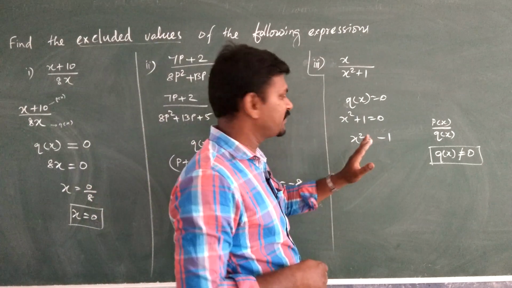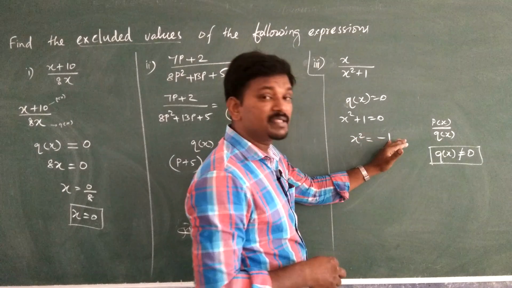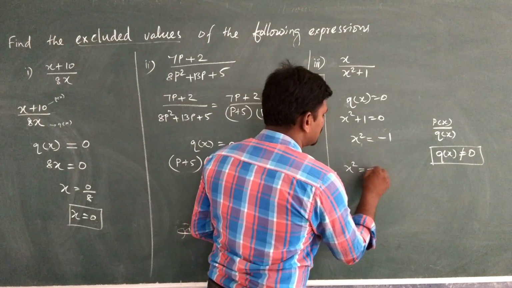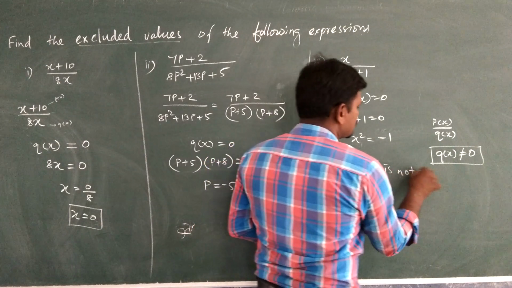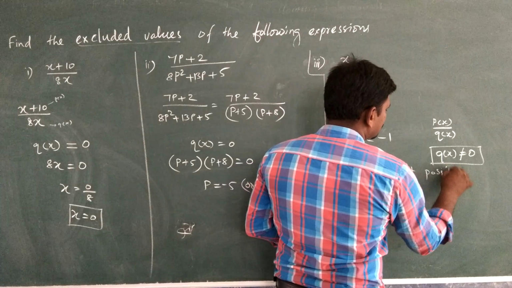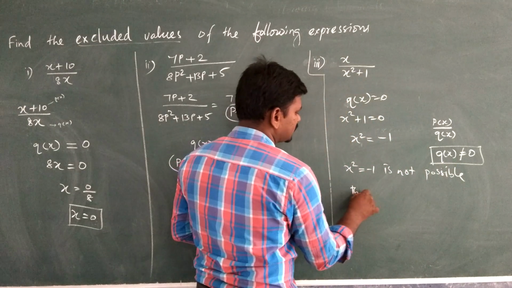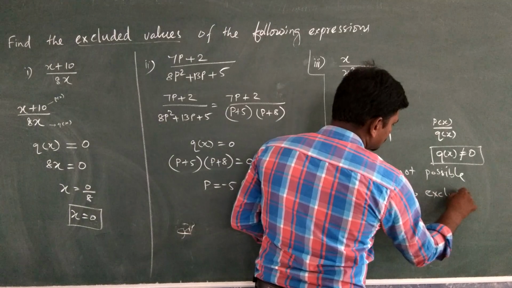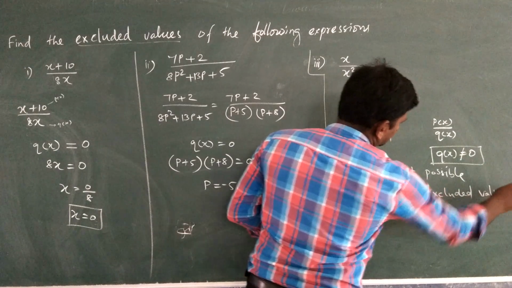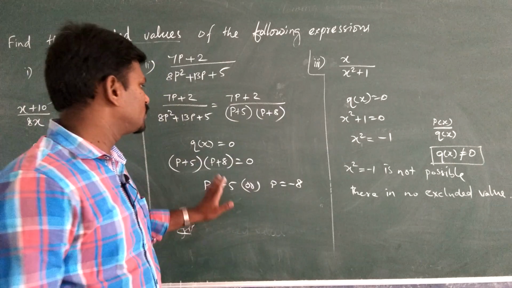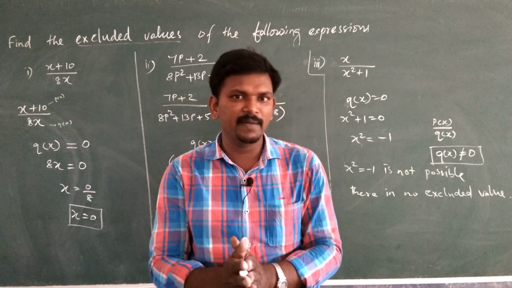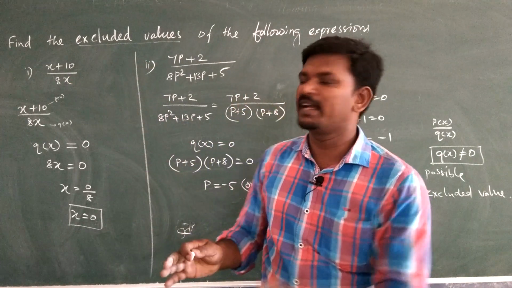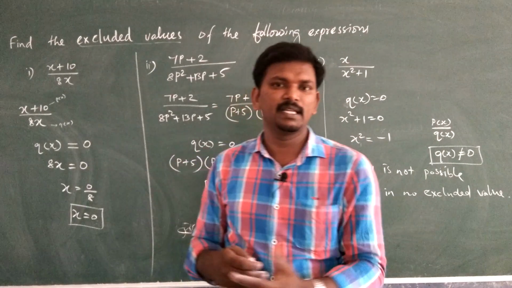So this is not a possible value. So x square is equal to minus 1 is not possible. So there is no excluded value. So what we have to do when we are finding the excluded value, we have to take q of x is equal to 0, then we have to find the value of the variable in that expression.